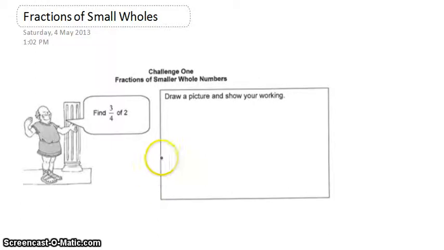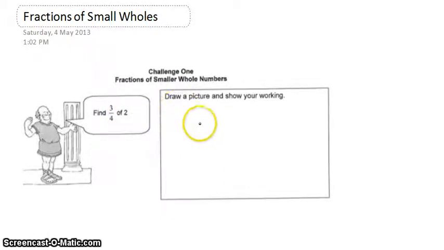Okay, in this video we're looking at finding fractions of small wholes. So here we've got an example like 3/4 of 2, where we could in our calculator go 2 divided by 4 times 3, but it might be a little harder.